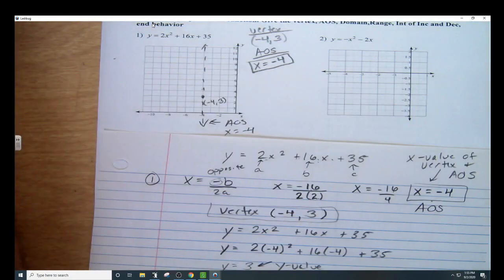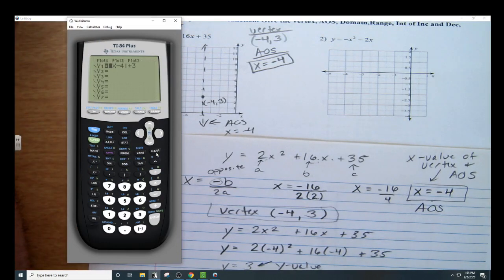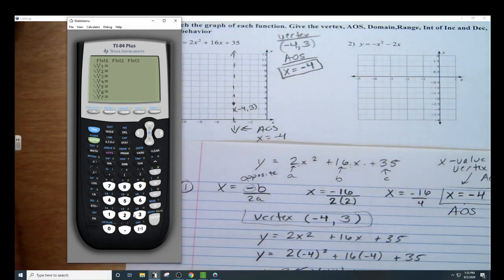Now, to get the rest of our points, I'm going to put it in the calculator. We're going to do this all in Desmos next. But right now, we're going to do it in the TI. If I put my equation, 2x squared plus 16x plus 35, in there and hit graph, then go to my table with second graph, I'm going to find my vertex.